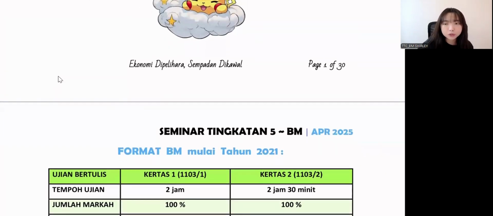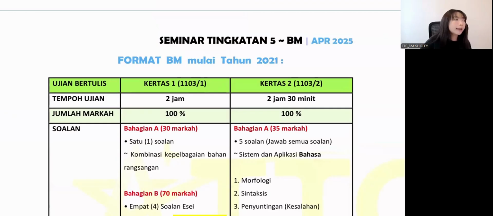So please flip to your page 2. Okay, looking at this page 2, it will be Paper 1, 2, 3, 4. In total, you will have 4 papers. Okay, so it will be something like this.